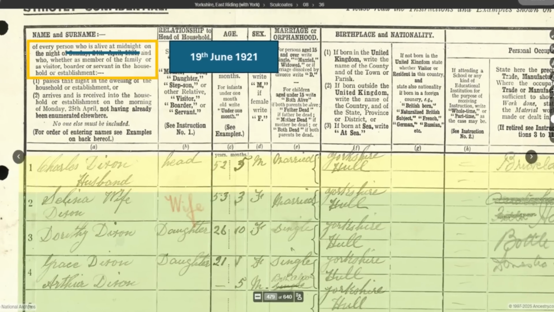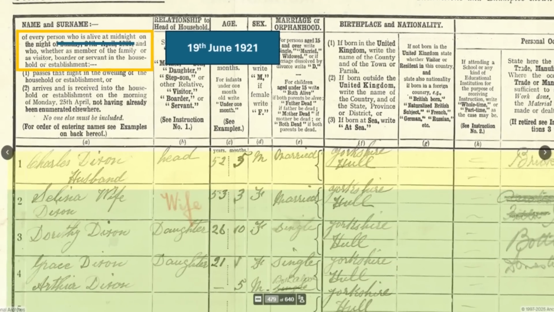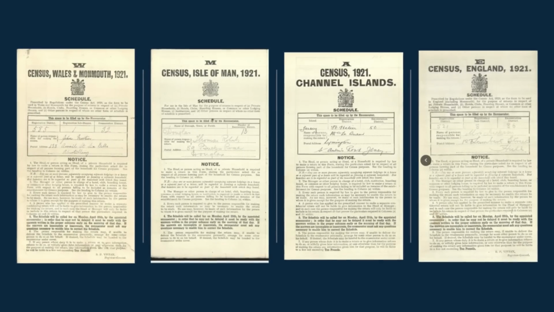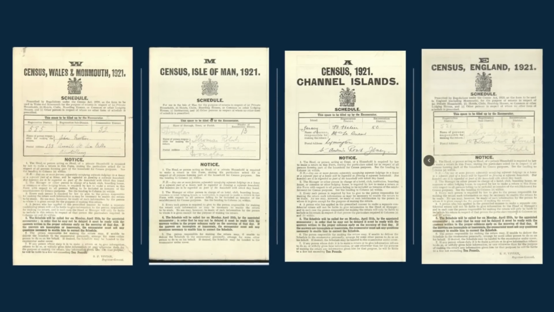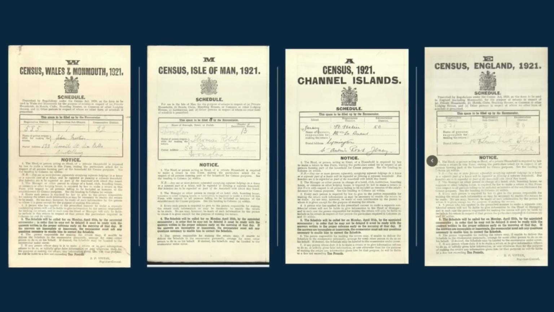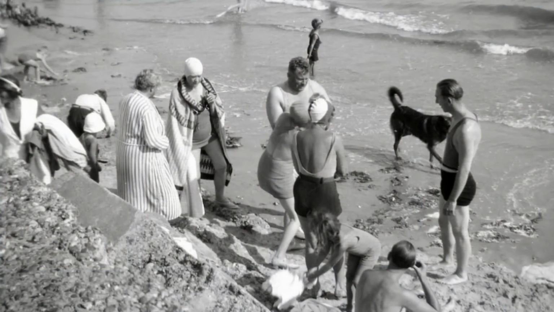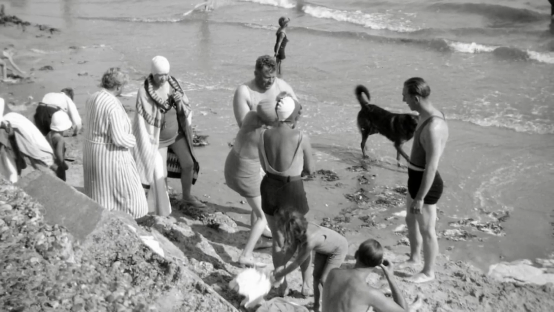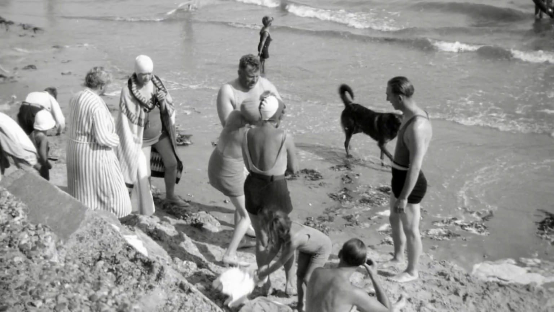Number one, the census date was the 19th of June. The coverage of the census schedules, there's a different schedule for England, there's a different schedule for Wales, there's a different schedule for Scotland. So you need to bear that in mind when you're searching the different censuses on Find My Past or Ancestry.